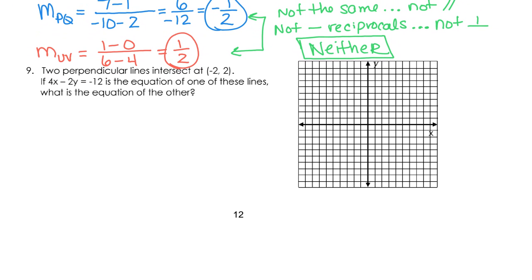All right, last question, number 9. Is talking about two perpendicular lines intersect at -2, 2. And if the equation is the equation of one of these lines, they want to know the equation of the other. All right.